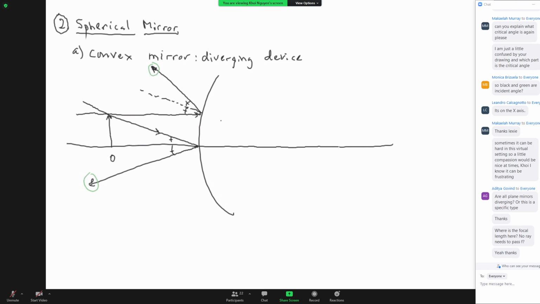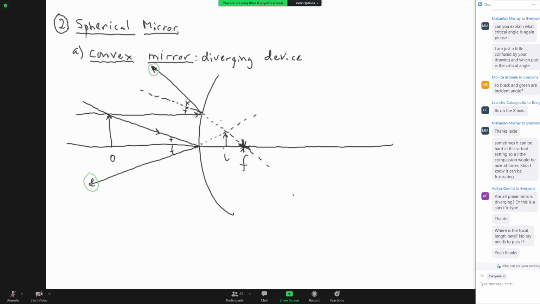So we then have to extrapolate back, and where the parallel light ray that came in intersects with that reflected ray, we form the focal point. The other ray will come through. Where those two rays intersect, we form our image. And what do we notice? For diverging devices, the image is always going to be virtual.